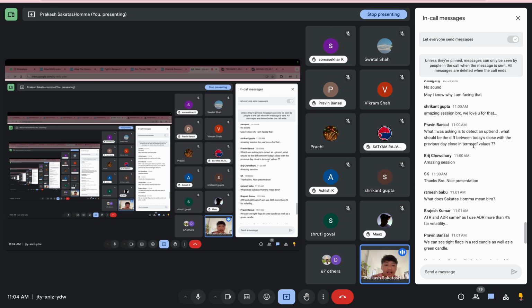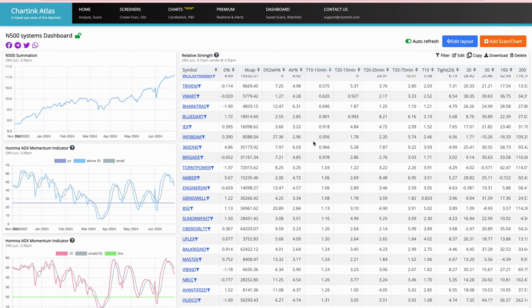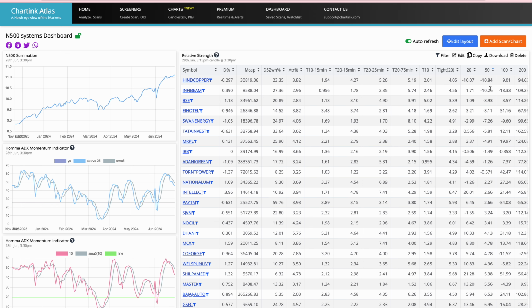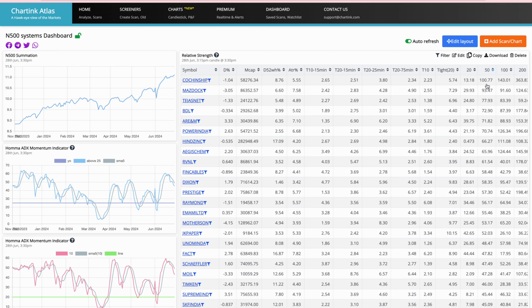Now, how is that strong? Because in general, in our market, that kind of move is strong. If, let's say, you are trading a crypto market where 20% is normal, then that might not be strong for you. That is why what you need is relative strength. And that is why you need a dashboard, wherein if you sort the last 50 days, which are the stocks which did really well, you will know that Hindustan Copper did really bad, Infibeam did really bad, but which are the stocks that did really well? Cochin did the best, Mazdoc, Tejas, BDL, Power India, Hinsing, Aegis, RVNL, Fincable.